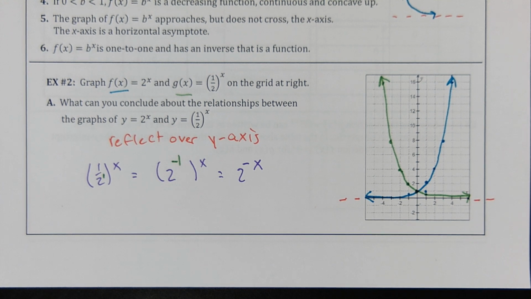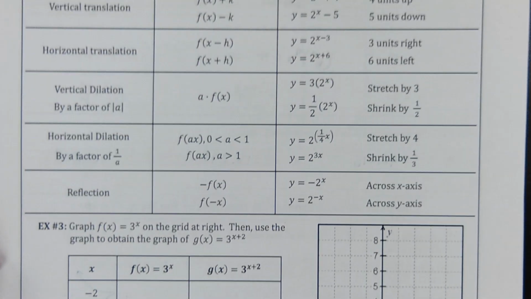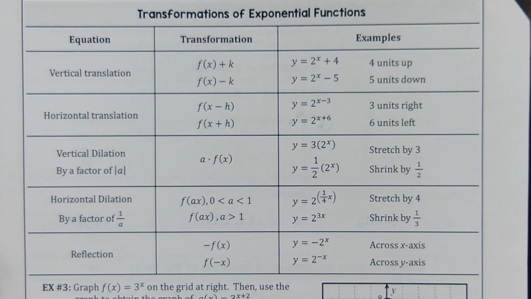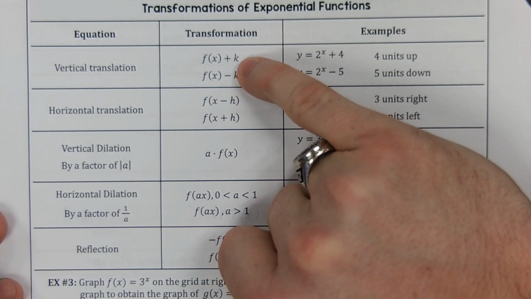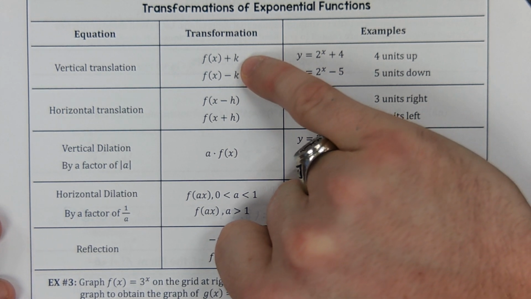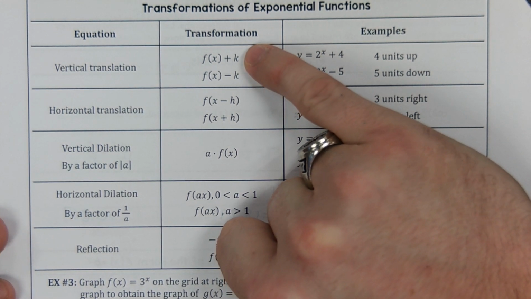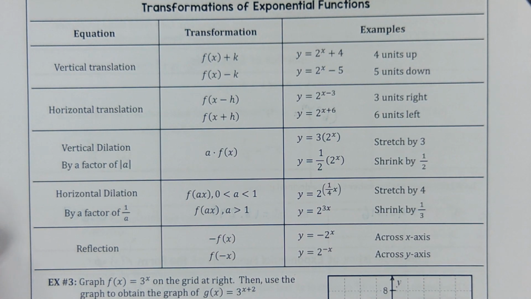Now, in case you have forgotten all of the transformational rules, here they are. In case you didn't remember, adding or subtracting on the outside of the function, that's shifting up and down, vertical, outside, same. So adding a number on the outside shifts up, subtracting a number on the outside shifts down.